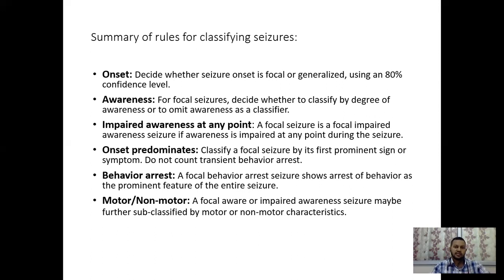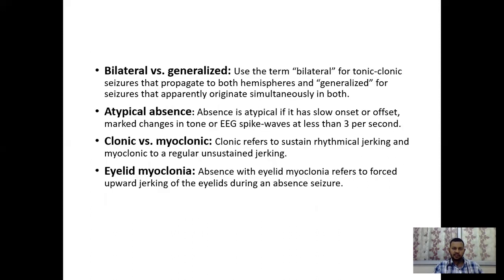Onset predominant. Classify a focal seizure by its first prominent sign or symptom. Do not count transient behavior arrest. Behavior arrest. A focal behavior arrest seizure shows arrest of behavior as the prominent feature of the entire seizure. Motor or non-motor. A focal aware or impaired awareness seizure may be further subclassified by motor or non-motor characteristics. Bilateral versus generalized. Use the term bilateral for tonic-clonic seizures that propagate to both hemispheres, and generalized for seizures that apparently originate simultaneously in both.